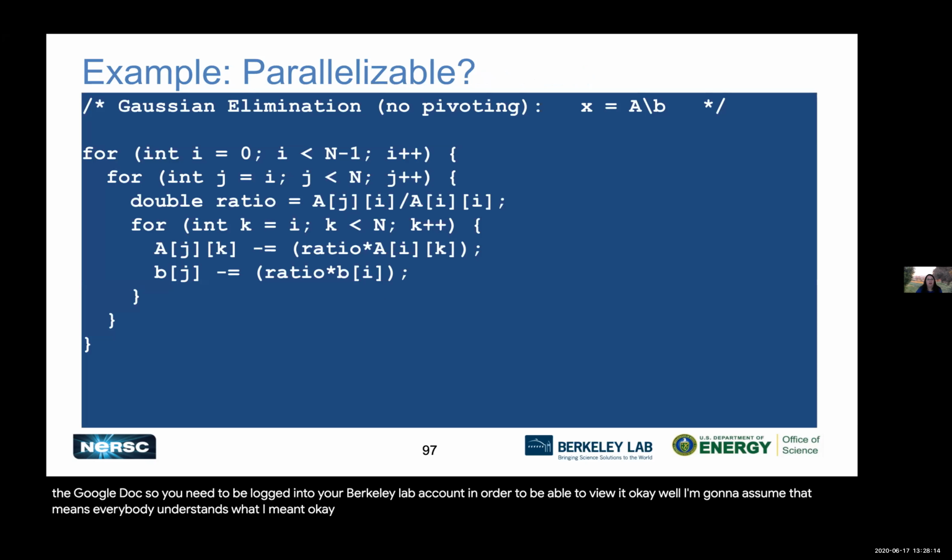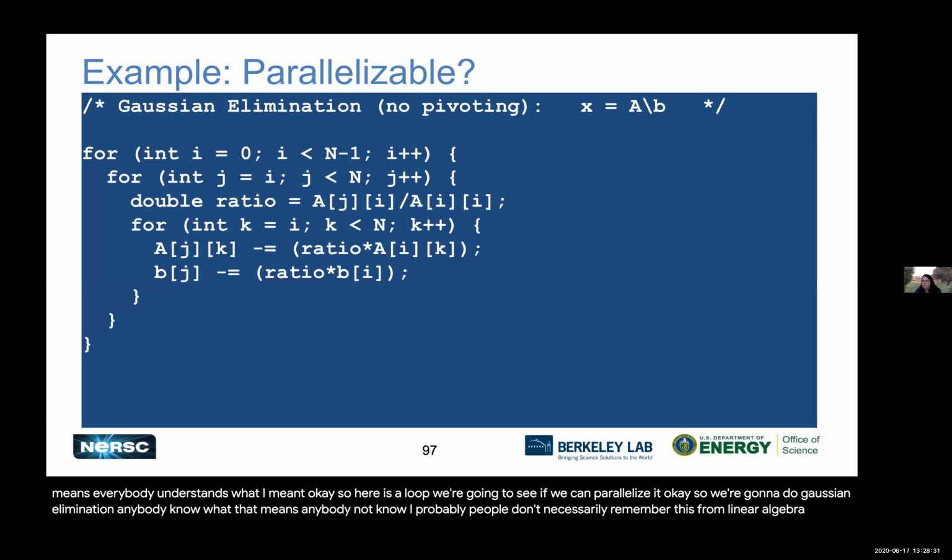Okay, so here is a loop. We're going to see if we can parallelize it. So we're going to do Gaussian elimination. Anybody know what that means? Anybody not know? Probably people don't necessarily remember this from linear algebra.